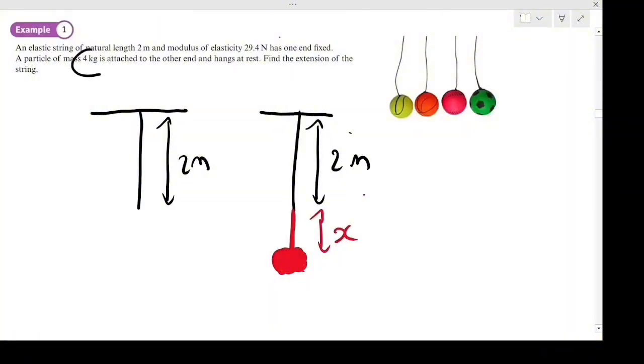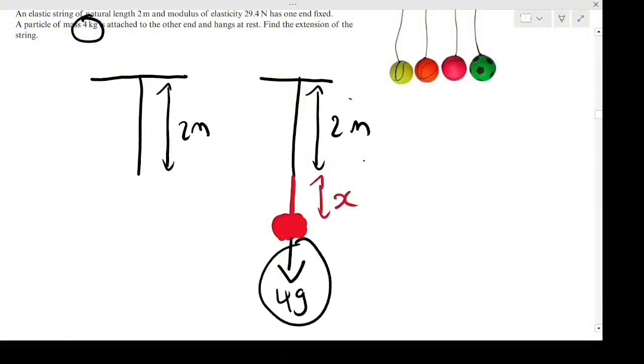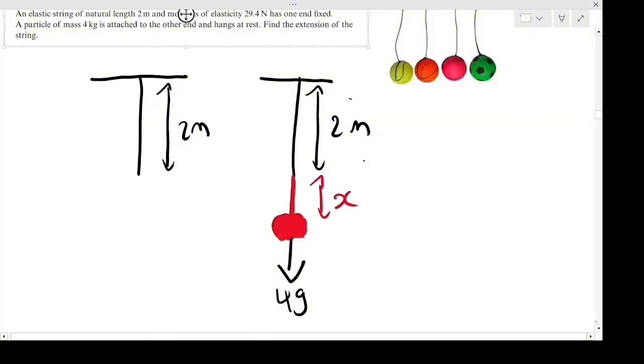Now the particle has a mass of 4, so the particle has a weight. The weight will act downwards, so there's a downwards force of 4g at the end there. So this weight force is what's pulling the string down, stretching it downwards. Now, because the string is being stretched down, the force in the string is going to act up. That's my tension acting up the string, to oppose the downward stretch.